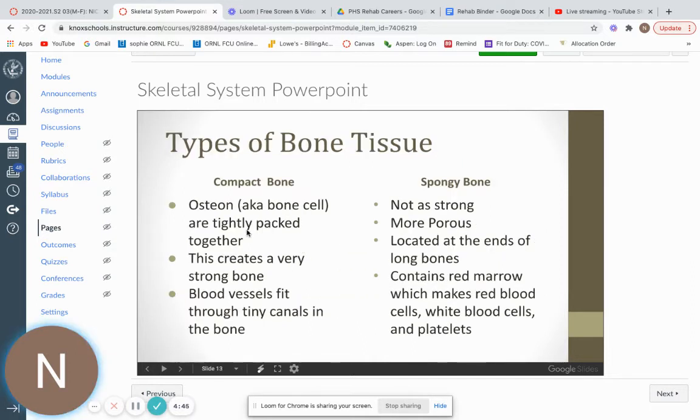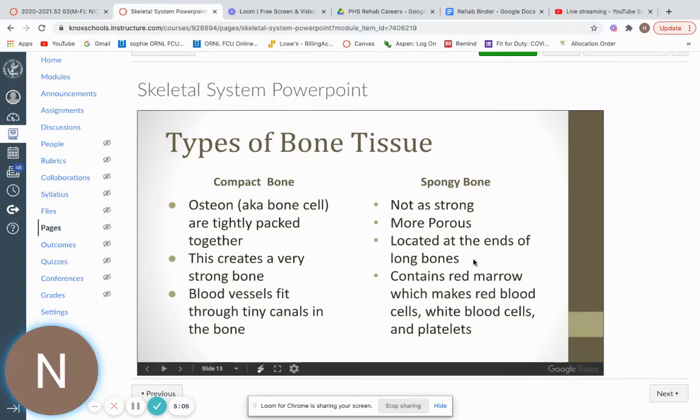We do have two different types of bone tissue. We have compact bone and spongy bone. Compact bone is hard bone. The osteons, the bone cells, are very tightly packed in there. It's a very strong tissue. Blood vessels fit through little tiny canals and flow through the bone.